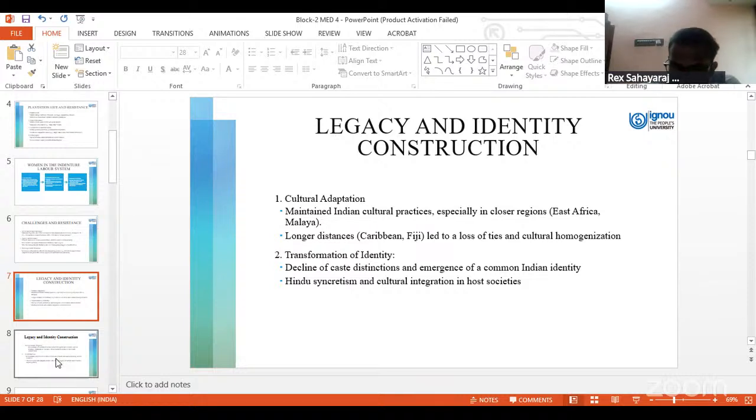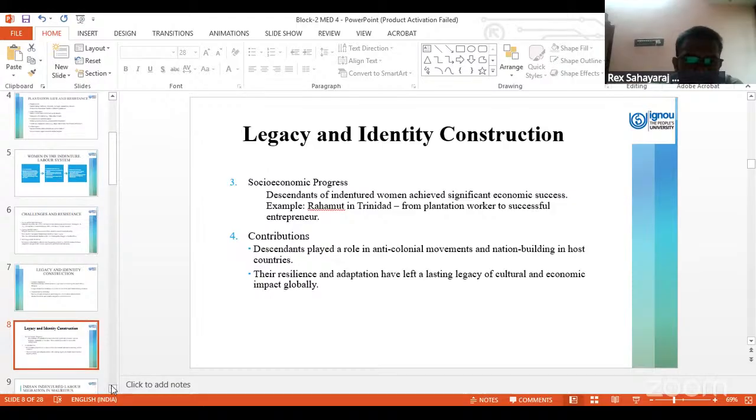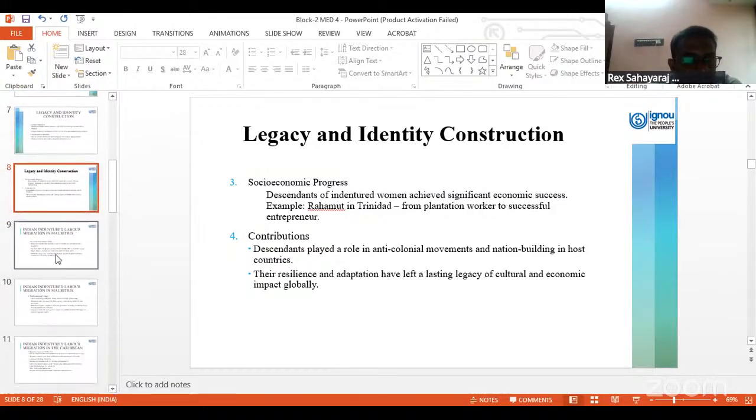So people were able to bring their identity there and started buying the land over there and becoming businessmen. So, legacy and identity construction. Further, as I have said, here is Raghuman, who went from plantation worker to successful entrepreneur, and the descendants played a role in anti-colonial movements and nation building in host countries. So these are some of the examples where people were involved in it.